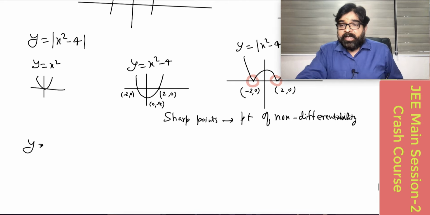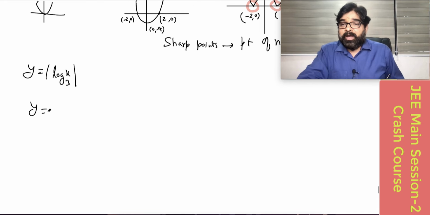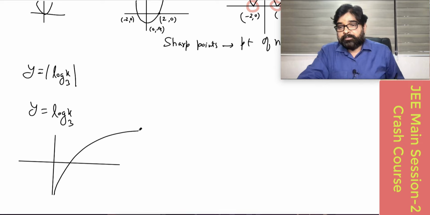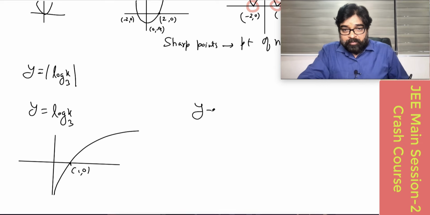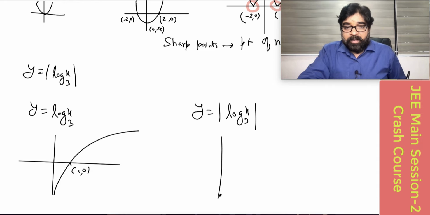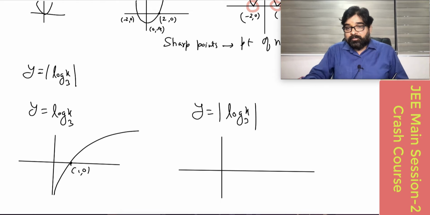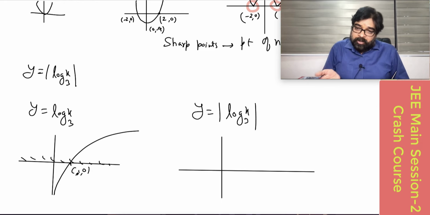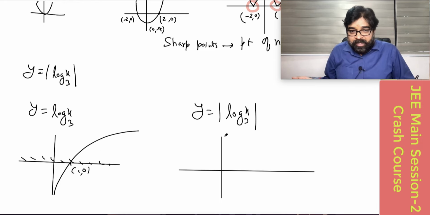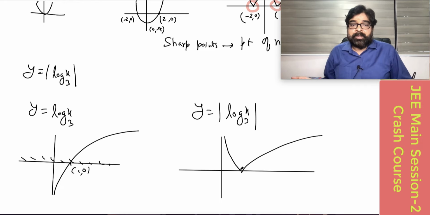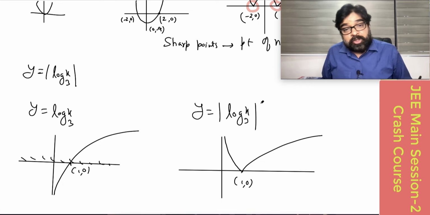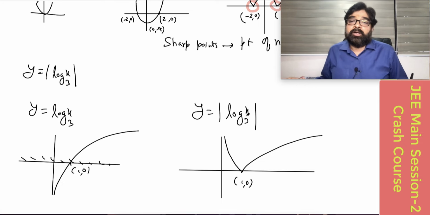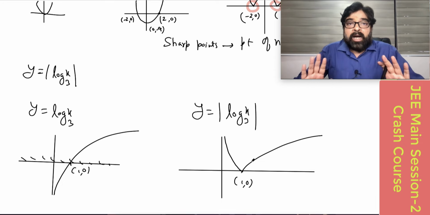For example, suppose somebody says, I want to draw a graph of mod of log x base 3. So first thing, remove the mod. If you remove the mod, what you'll get? y equal to log x base 3. Here, 1 comma 0. I want y equal to mod of log x base 3. Whatever is downside, fold it up. This portion, fold it up. Fold it up means take the mirror image with respect to the x-axis. The upper portion will be as it is and the downside portion will get the mirror image, and it will come something like this. Yes or no? And this point 1 comma 0. So this function is non-differentiable at x equal to 1. I hope everybody is able to understand.